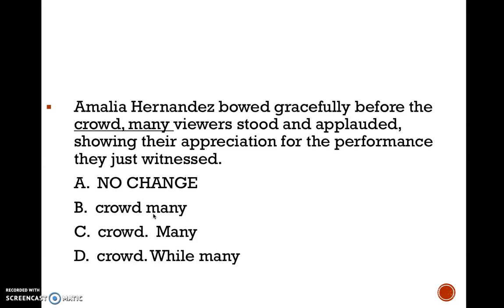That works. Let's go to the other one, just to double check with our ear. While many viewers stood and applauded, showing their appreciation for the performance they just witnessed. Nope, doesn't work. So we know the answer there is C. Those are sentence boundaries. Find your sentence boundary and then understand which punctuation mark you have to use as a result.